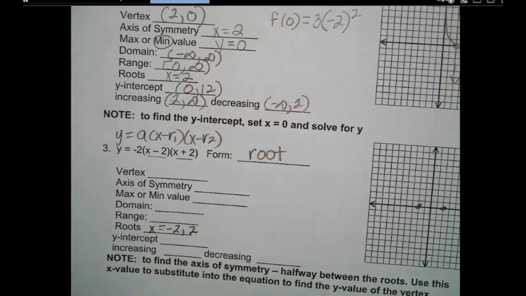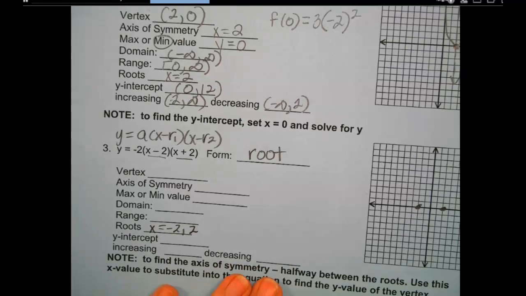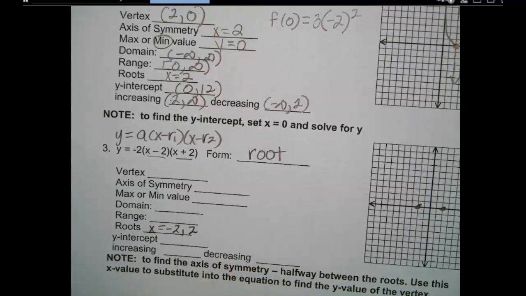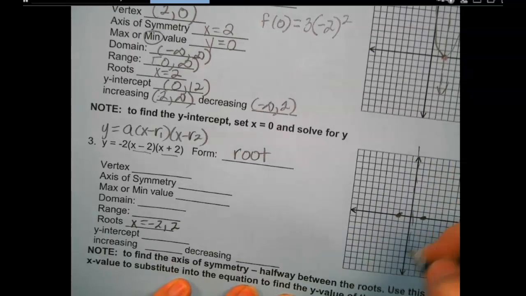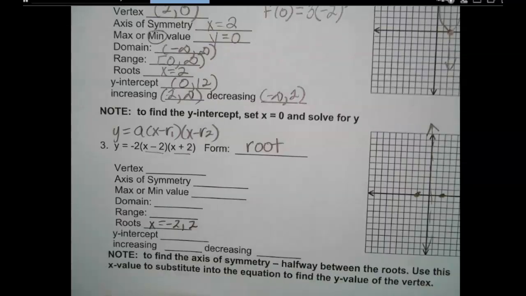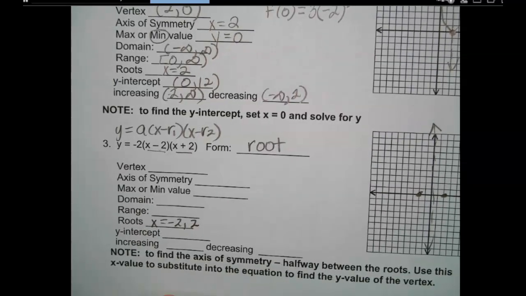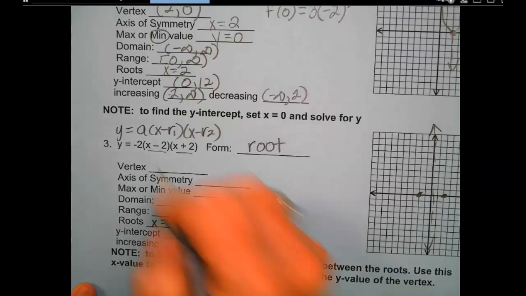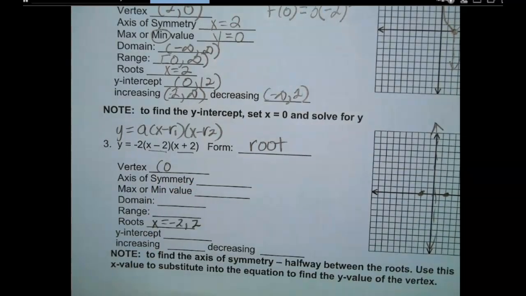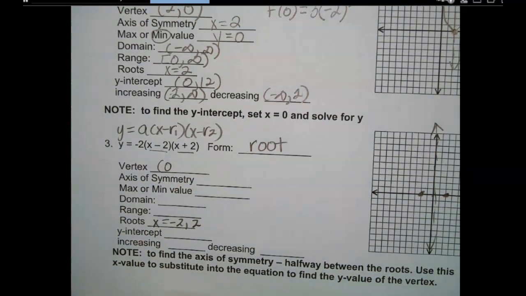If these are the roots, what has to cut the roots in half? The axis of symmetry. And the axis of symmetry is that my x or my y value? X. So if this is my axis of symmetry, right? This is my axis of symmetry. What does that make my x value? 0.